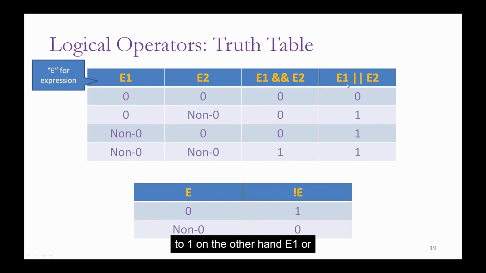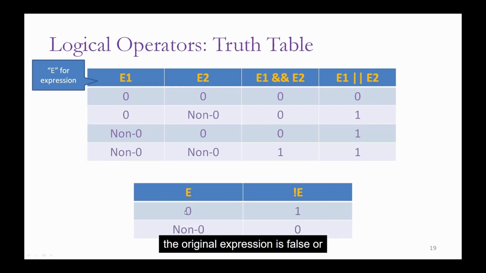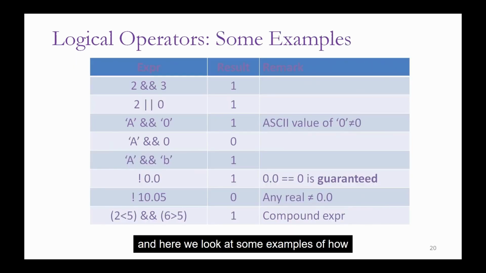On the other hand, E1 or E2 evaluates to 1 if either both or at least one of the two expressions E1 and E2 is true. And for NOT, this is again straightforward. If the original expression is false or not true, then the negated expression is true, and vice versa. This is what logical operators do, and here we look at some examples of how they work.